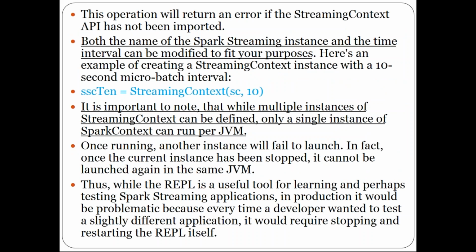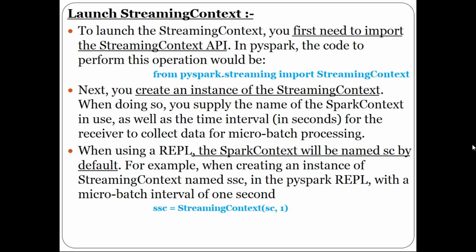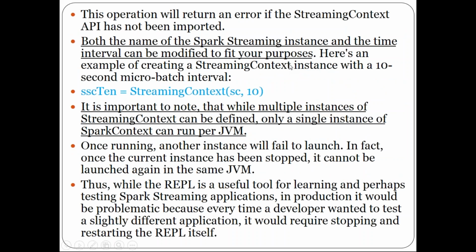This operation will return an error if the streaming context API is not imported, which means if this bit is not imported, your Spark streaming will not work at all. That's the core of your Spark streaming, because it is the one that will create your Spark streaming and your DStreams for your source and receiver. Both the name of the Spark streaming instance and the time interval can be modified to fit your purpose. Here is an example of creating a streaming context instance with a 10 second microbatch interval: ssc10 equal to StreamingContext(sc, 10).